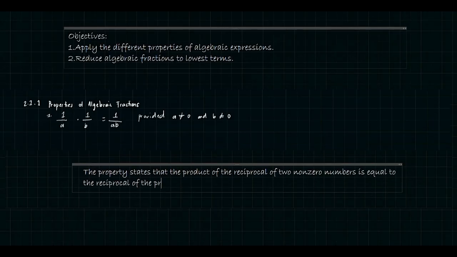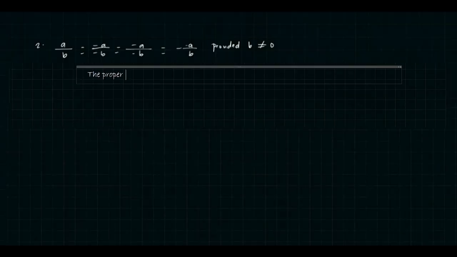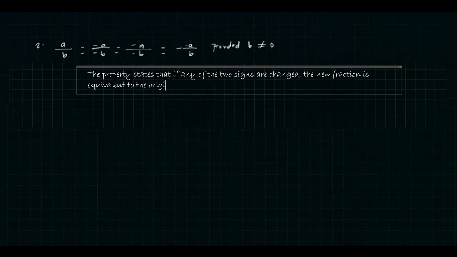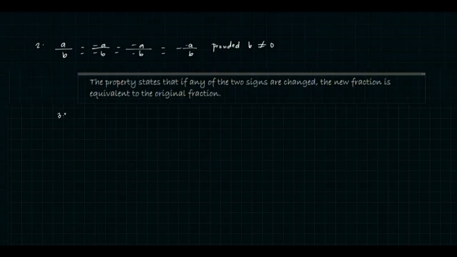The property states that the product of the reciprocals of two non-zero numbers is equal to the reciprocal of the product of the numbers. Number 2, a over b is equal to negative a over negative b. It is also equal to the negative of a over negative b and to the negative of negative a over b, provided b is not equal to 0. The property states that if any two of the signs are changed, the new fraction is equivalent to the original fraction. Now let's move on to number 3.